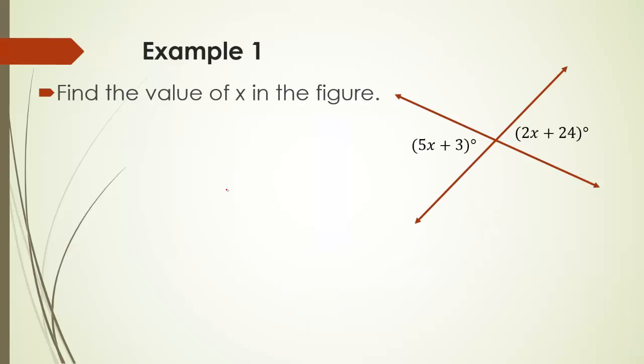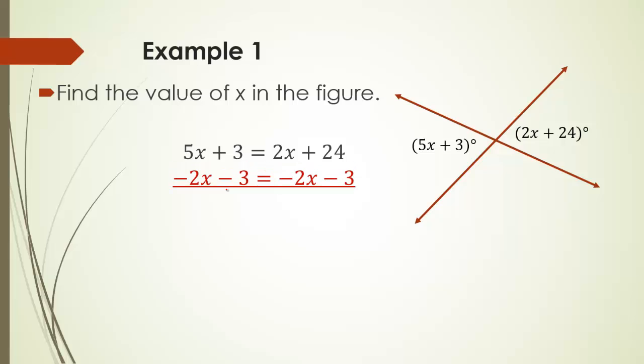All right, let's take a look at an example. Find the value of x in the figure. These are vertical angles. So what can we do? We can set them equal to each other because we know they have the same measure. So we say 5x + 3 = 2x + 24. We're going to get our x's on one side by moving this over to this side, and we do that by subtracting. So 5x minus 2x.